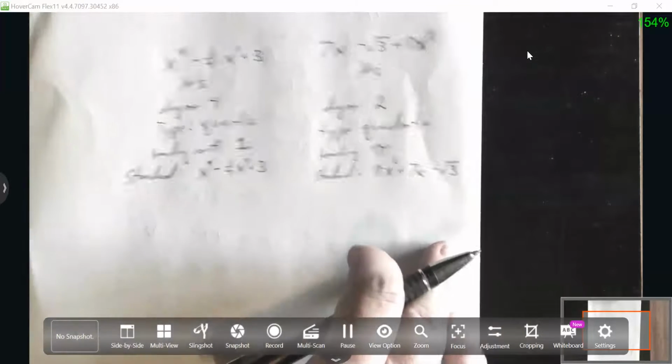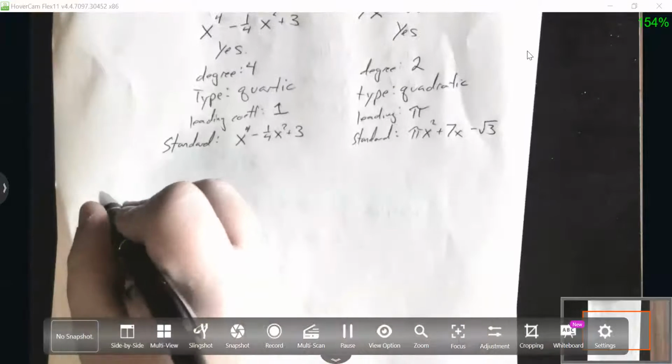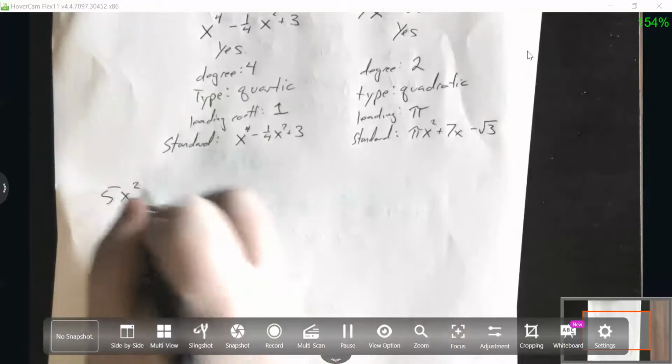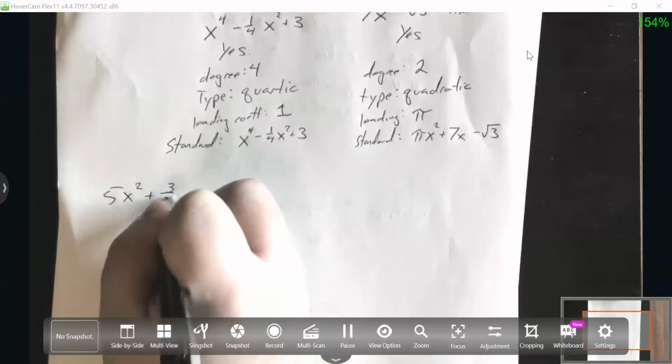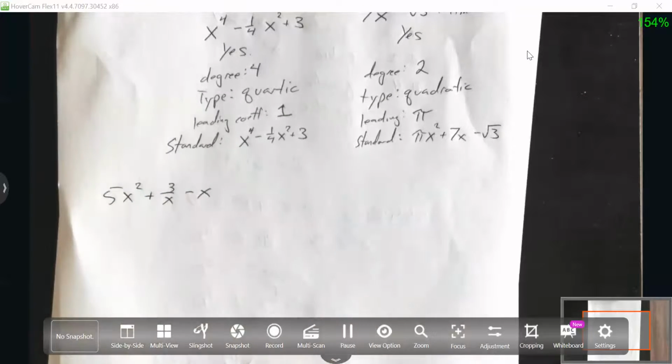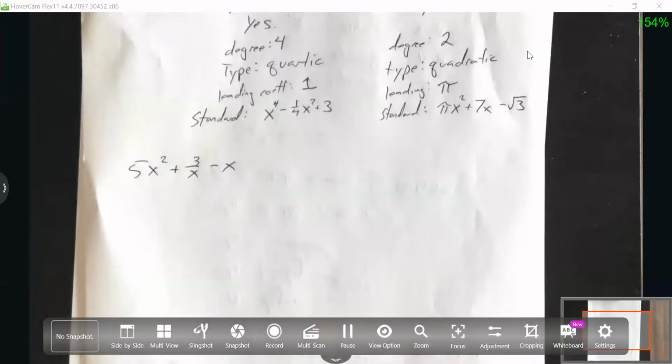All right, let's take a look at one more. How about if we had 5x squared plus 3 over x minus x? All right, so our first check is a polynomial. So we look at the coefficients, 5, 3, negative 1. Those are all real numbers. We're good. We look at the exponents.